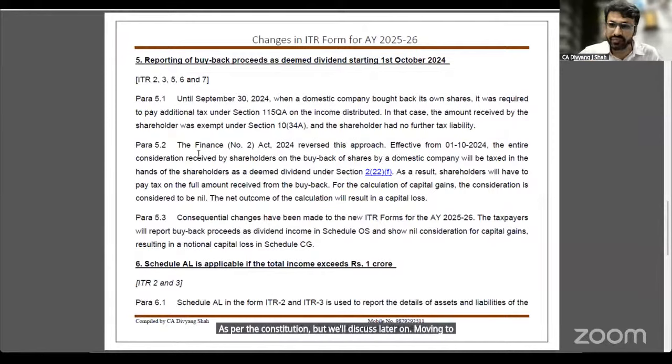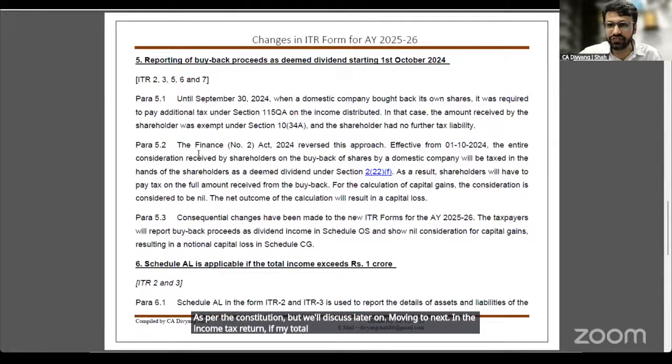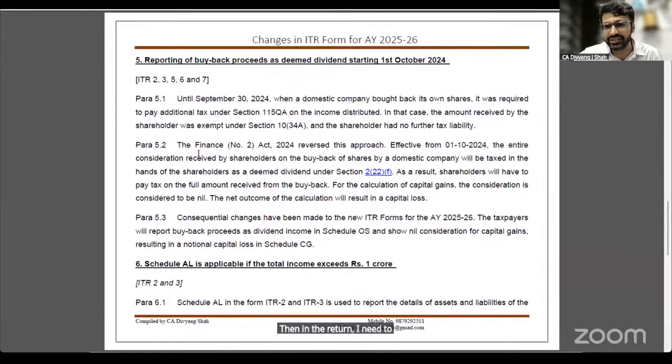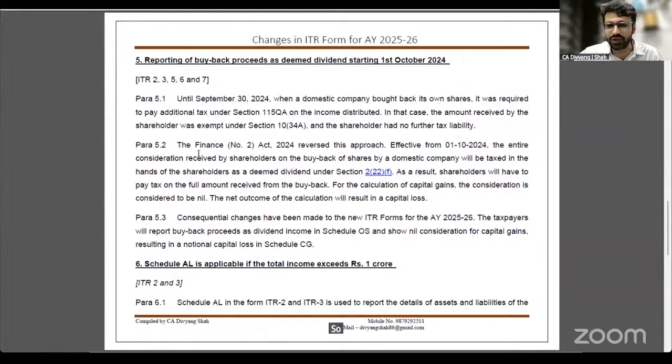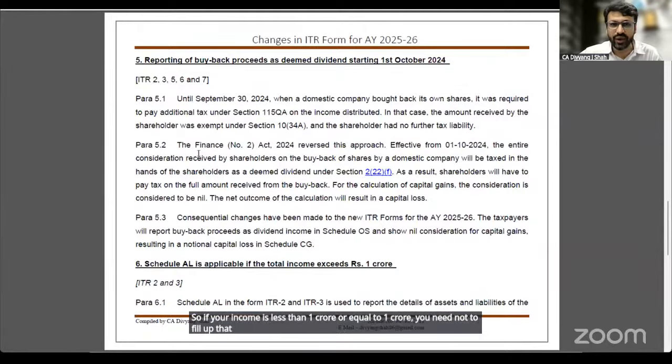Moving to next. In the income tax return, earlier if my total income was more than 50 lakh, then I needed to show my assets and some liabilities. But now, by the ITR form, that information is required only if your total income is more than 1 crore. So if your income is 1 crore or less, you need not fill up that schedule wherein details of assets and liabilities are asked.